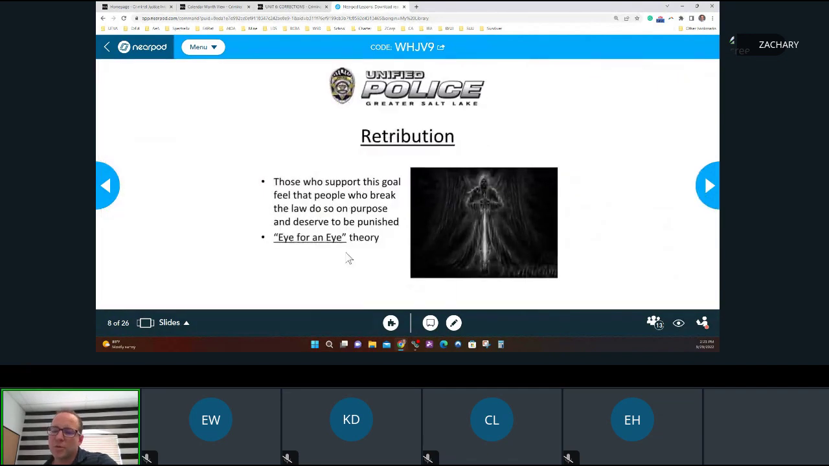So retribution: those who support this goal feel that people who break the law do so on purpose and deserve to be punished. The theory is an eye for an eye, a tooth for a tooth. The hard thing is you can't really get into anybody's head. You really don't know what anybody else is thinking. But are they really doing something on purpose?